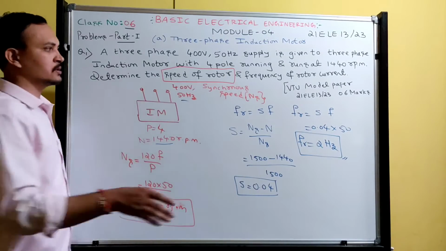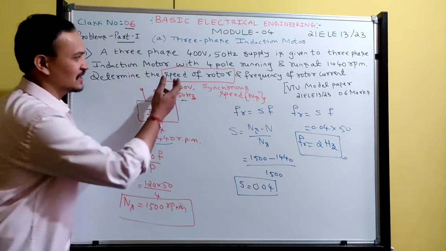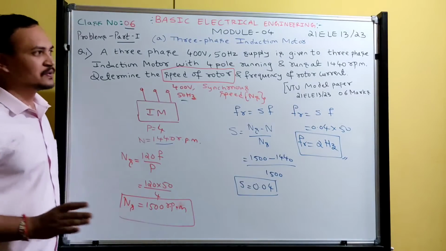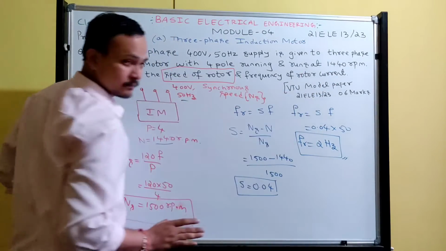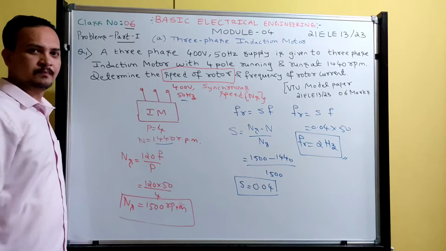The only silly mistake is they should ask to determine synchronous speed. Instead they are asking the speed of the rotor itself. So then they cannot give this data. Understood? So pause the video, copy down the problem.